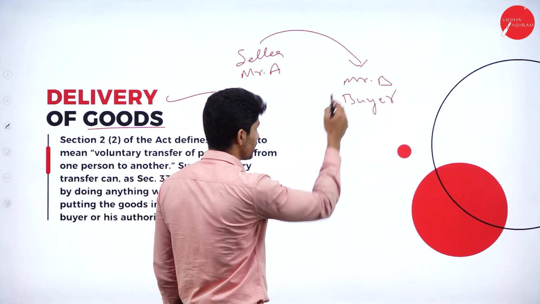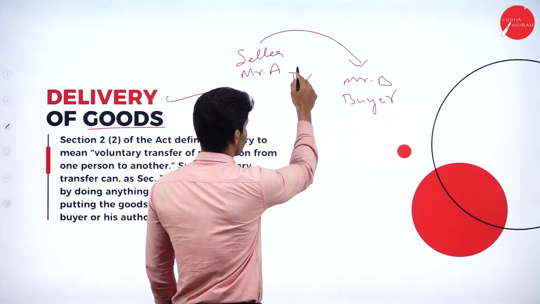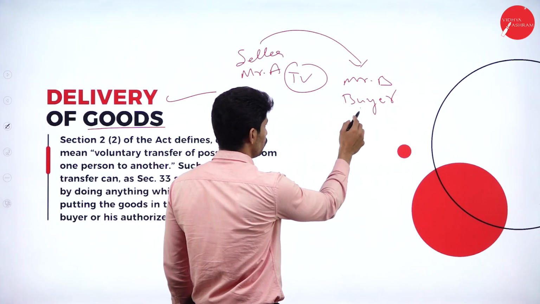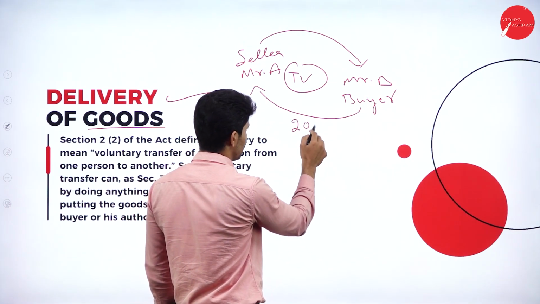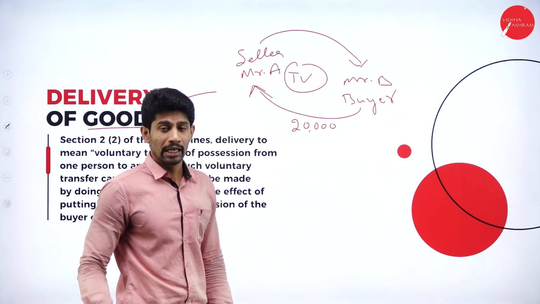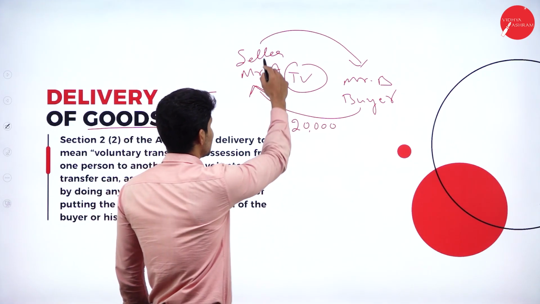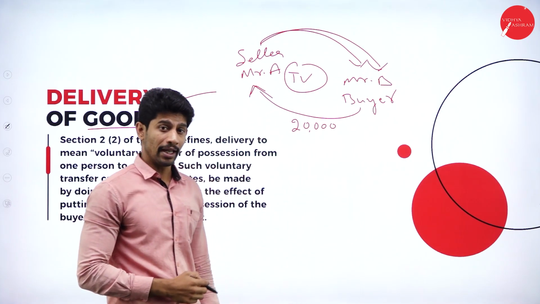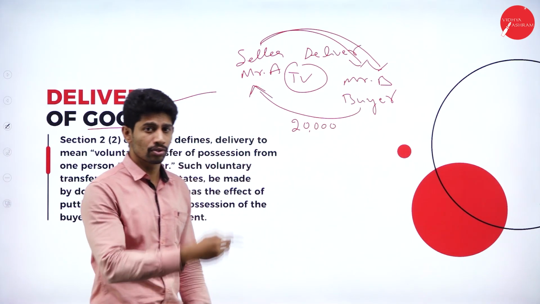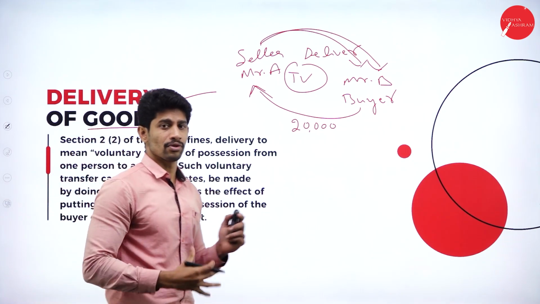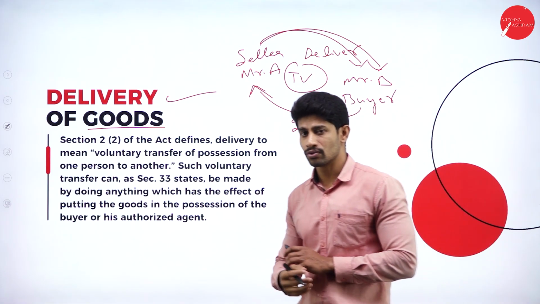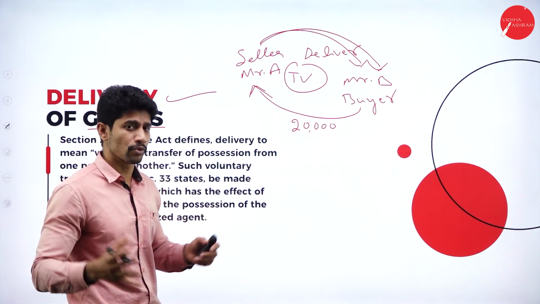For example, Mr. A is selling a TV to Mr. B. Mr. B pays 20,000 rupees to Mr. A. Now it is the responsibility of the seller, Mr. A, to deliver the goods to Mr. B. That is the process of sale of goods. Once the buyer pays the amount to the seller, the seller is supposed to deliver the goods to the buyer. This is the general process.